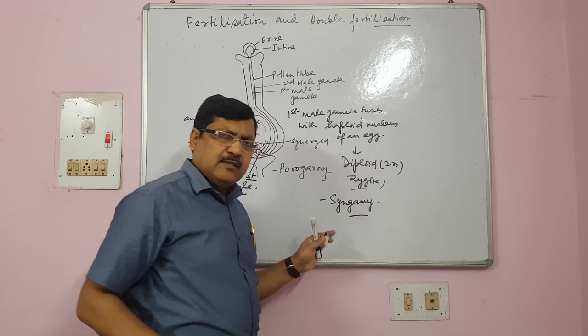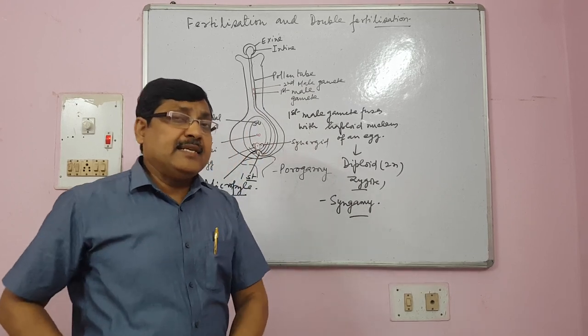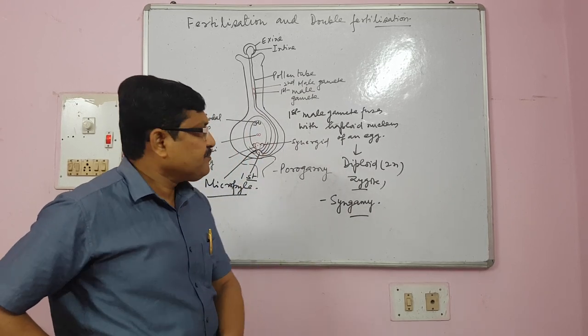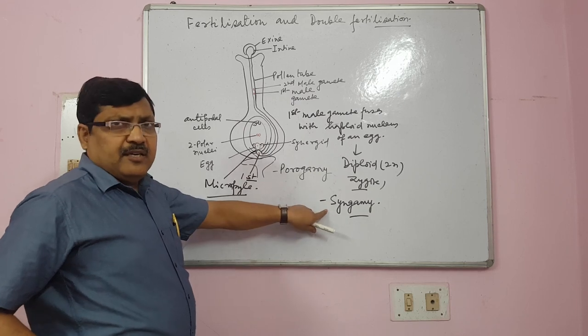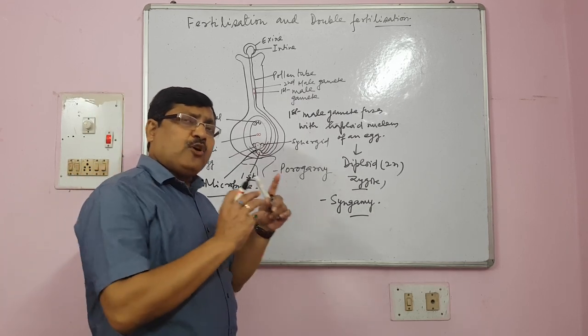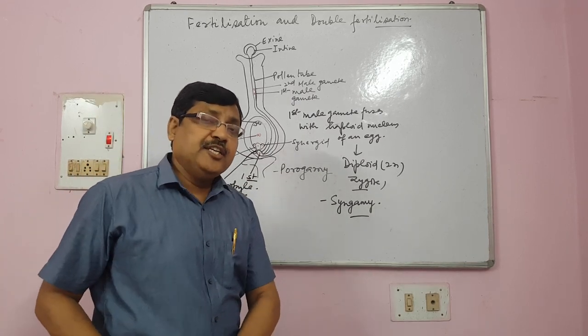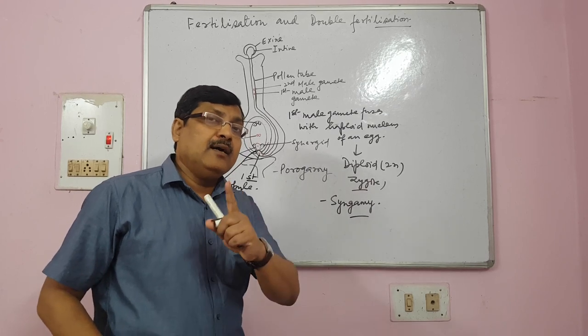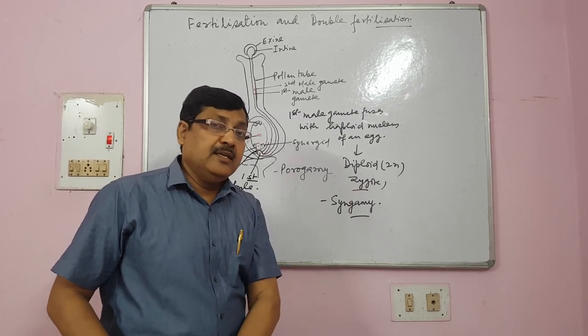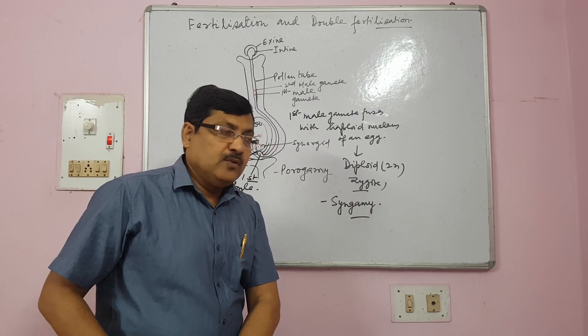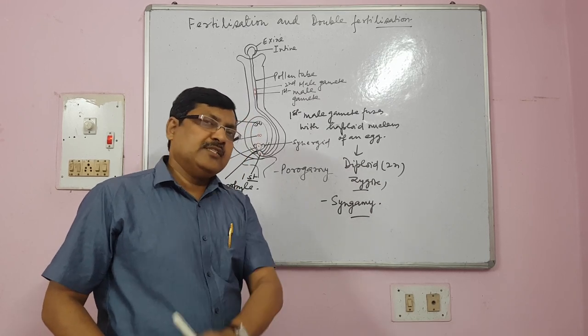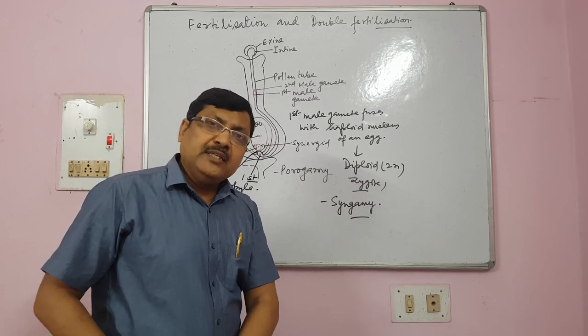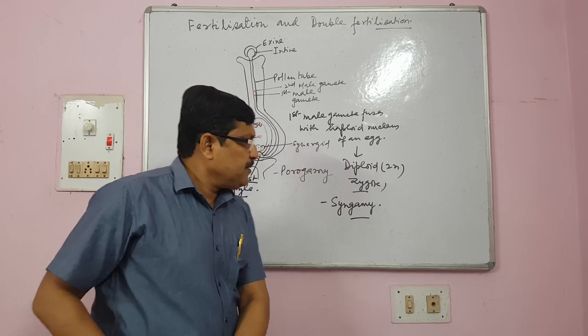And nowadays, this is also called generative fertilization. This syngamy or fertilization process was discovered by E.A. Strasburger in 1884, who was a botany cytologist.